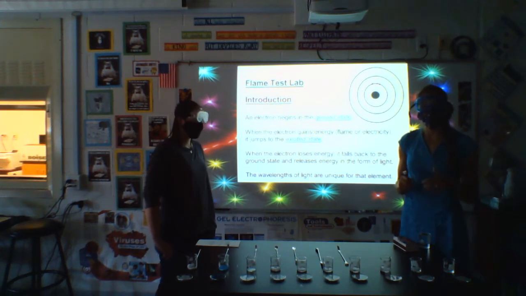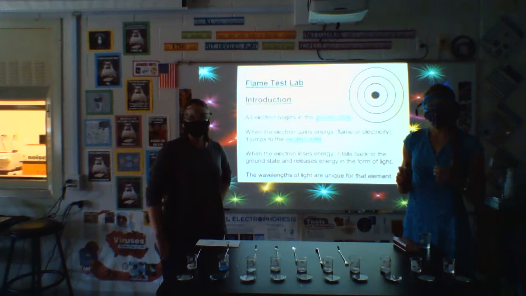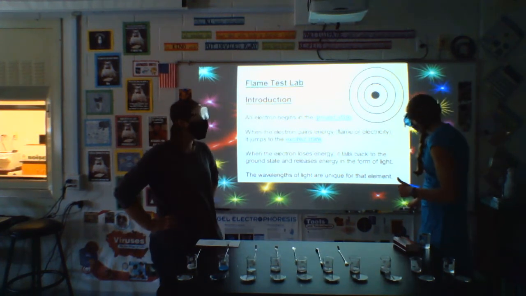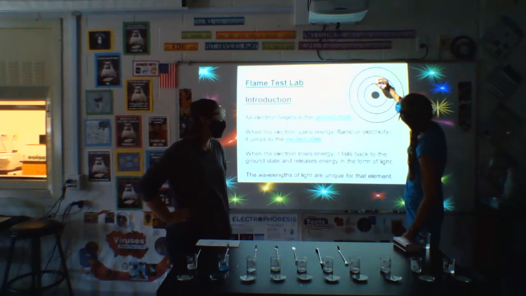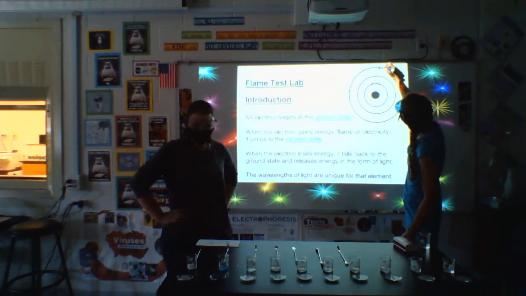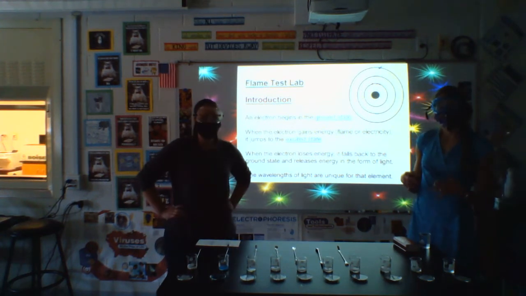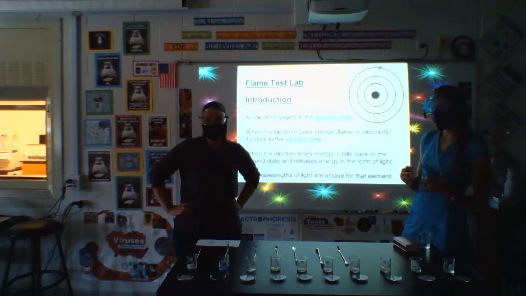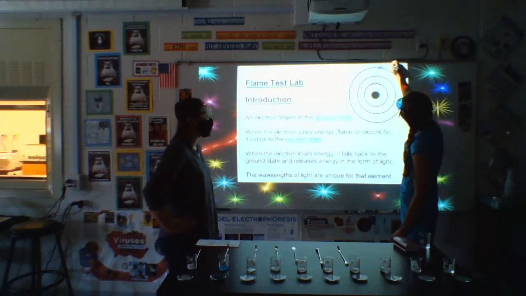We can add energy to it using a flame, which we're going to do today, or you can use electricity. So let's pretend that we're going to add energy to this electron. We're going to add energy to the electron, and it's going to literally jump into a higher energy position. The reason it was able to do that is because it absorbed all the energy from the flame or electricity that you added. This higher energy position is called the excited state.